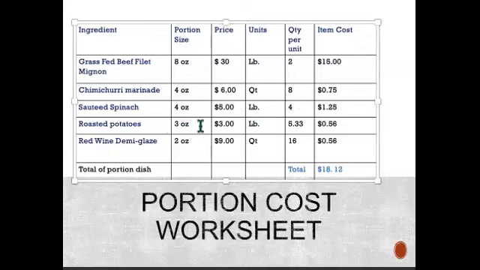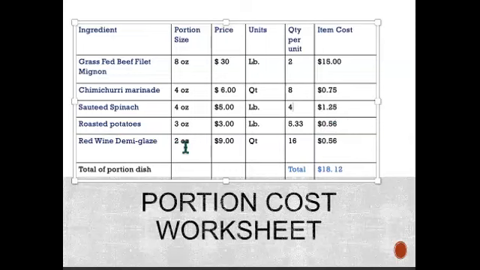Roasted potatoes. I'm going to need only 3 ounces for the plate, and I pay $3 per pound. So the number of portions that I'm going to get per pound is going to be 5.33 portions per pound. So each portion is going to cost 0.56, or 56 cents.